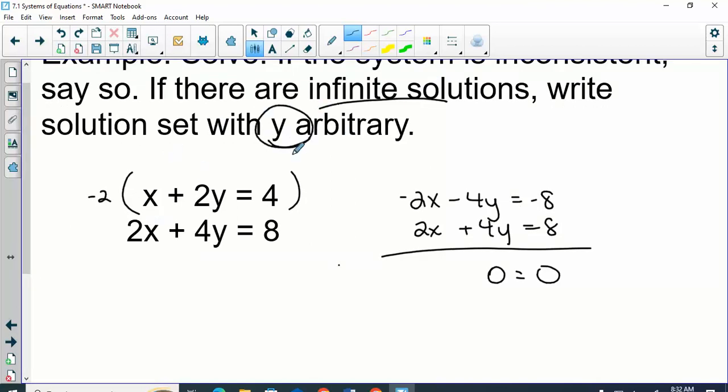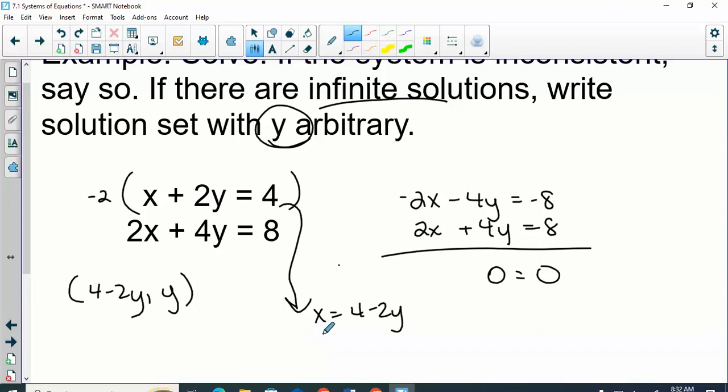I asked for y arbitrary. So we keep the y, and we have to solve for x. So probably easiest in the first one. You can just subtract your 2y over. So you get 4 minus 2y comma y. Is this good?